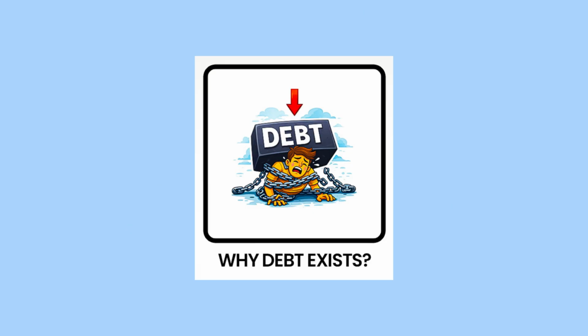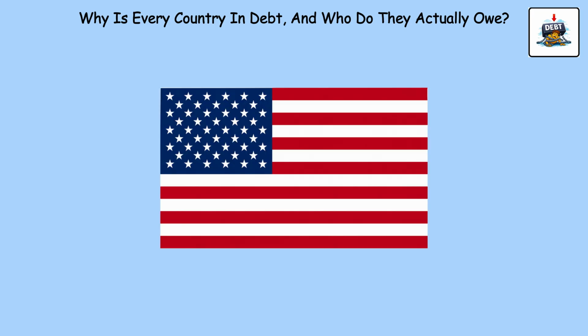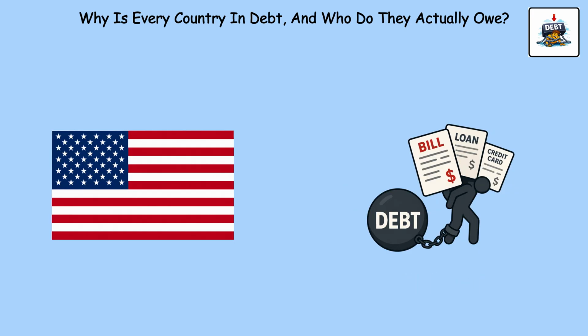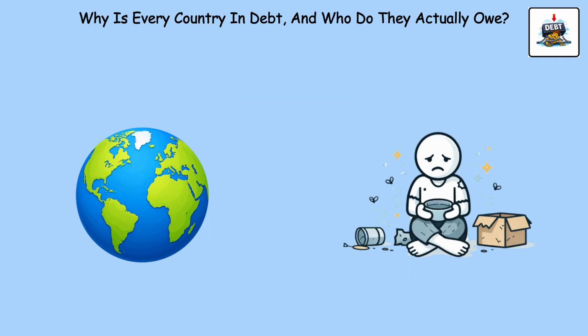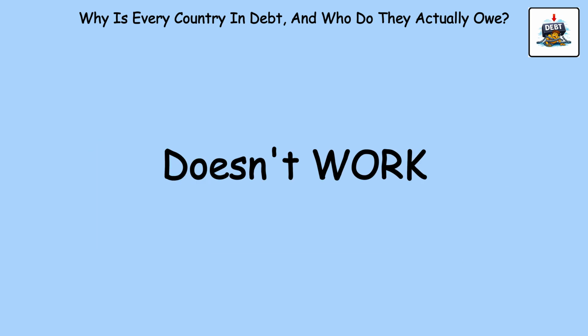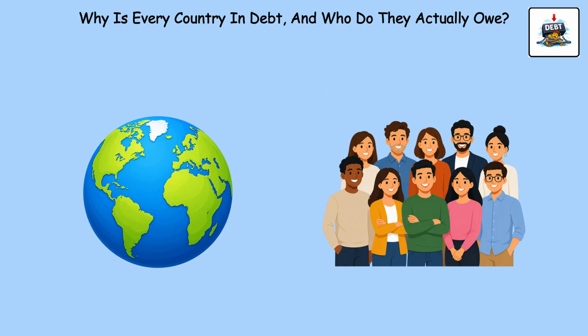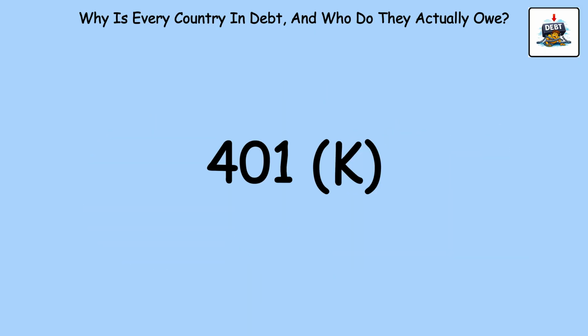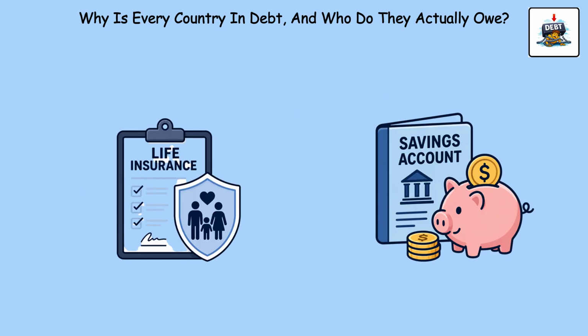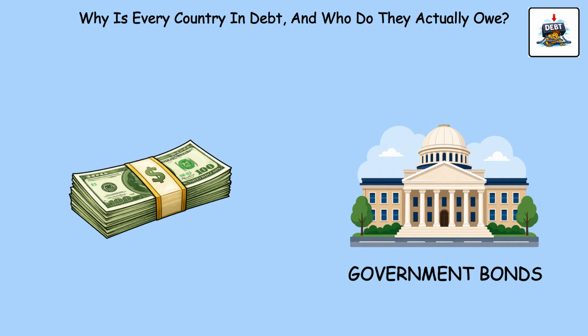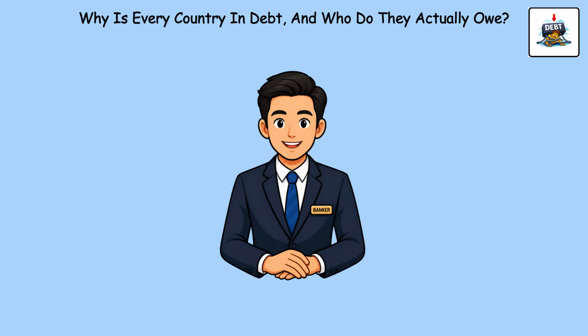Why is every country in debt? And who do they actually owe? When we hear that the United States is trillions of dollars in debt, it sounds like the world is about to go bankrupt. But national debt doesn't work like your personal credit card. Most of that debt is actually owed to the country's own citizens. If you have a 401k, a life insurance policy, or a savings account, there's a good chance your money is sitting in government bonds. In a way, you are the banker for your own country.